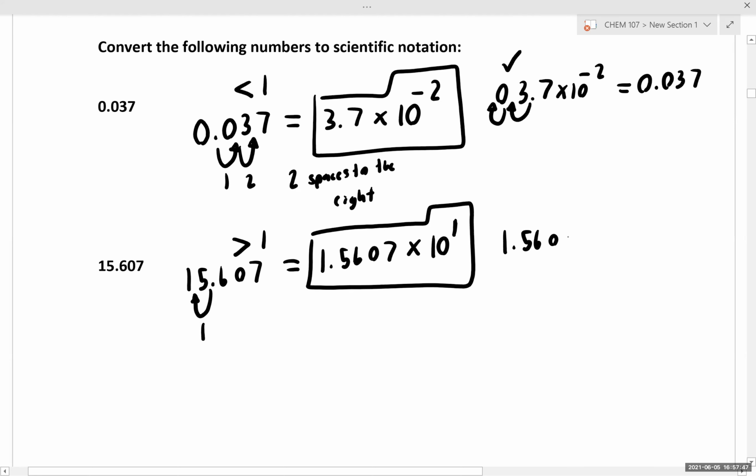To verify that we've done this correctly, let's just multiply out our number and our power of 10. And we know that when multiplying by positive powers of 10, we move our decimal point an equal number of spaces to the right. So since we have 10 to the first, we're multiplying by 10. We move our decimal point 1 space to the right. That in turn gives us 15.607, and we verified that we've properly written out this number in scientific notation.